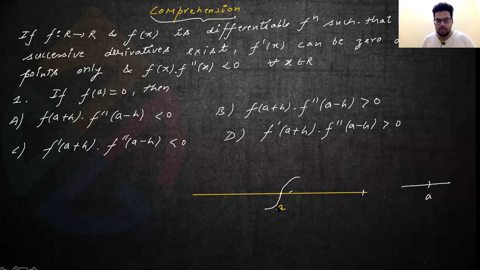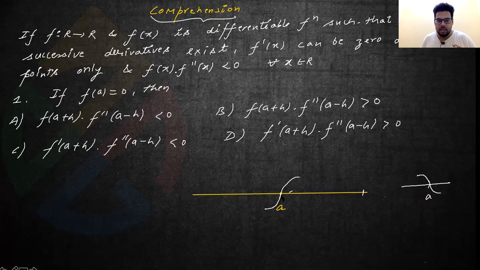When f(x) was positive just before A, then f double dash has to be negative. So f double dash is negative just before A if f(x) is positive. So in that case, it will be concave downward, and then it will become concave upward. So in both the situations, we'll have a similar kind of thing.